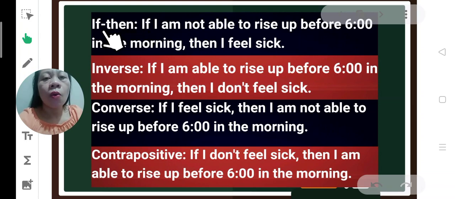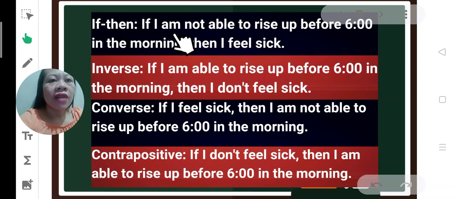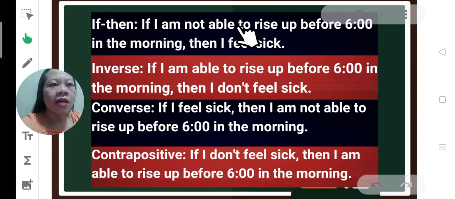Examples. Okay, let us have this first example. Suppose this is our original if-then statement or conditional statement. If I am not able to rise up before 6 o'clock in the morning, then I feel sick. So the hypothesis is I am not able to rise up before 6 o'clock in the morning. And the conclusion is I feel sick.